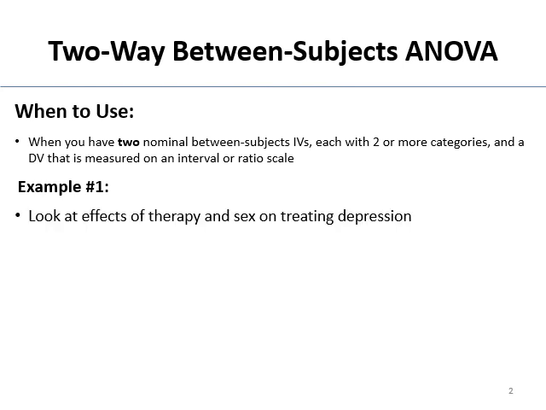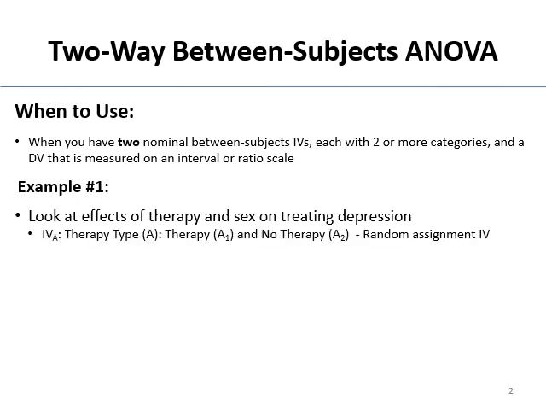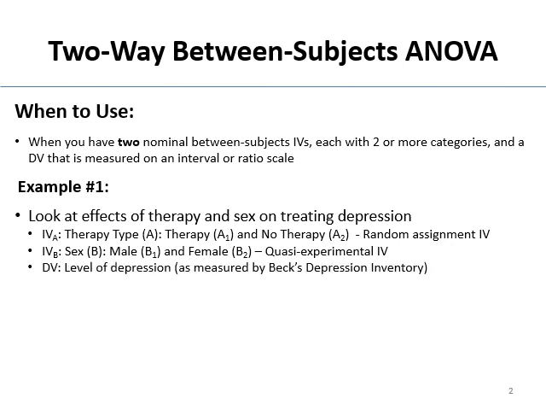So for example, let's say you wanted to look at the effects of therapy and sex on treating depression. So you've got IV1, which is therapy type, and let's say for this example, it's therapy and no therapy, and you randomly assign. IV2 is sex. You've got male and female, and that's quasi-experimental. Your DV is level of depression, and let's say it's operationally defined in this study as BDI or Beck Depression Inventory scores. Higher score, more depressed.